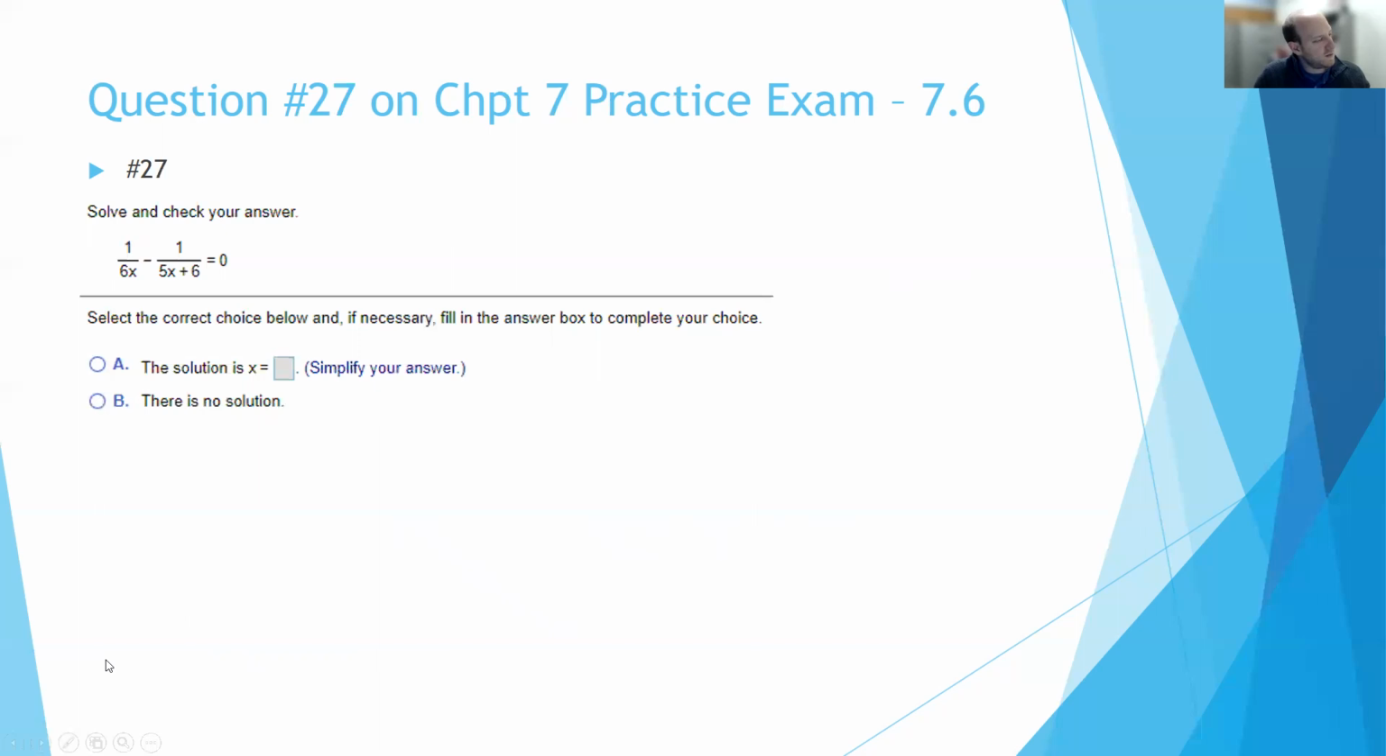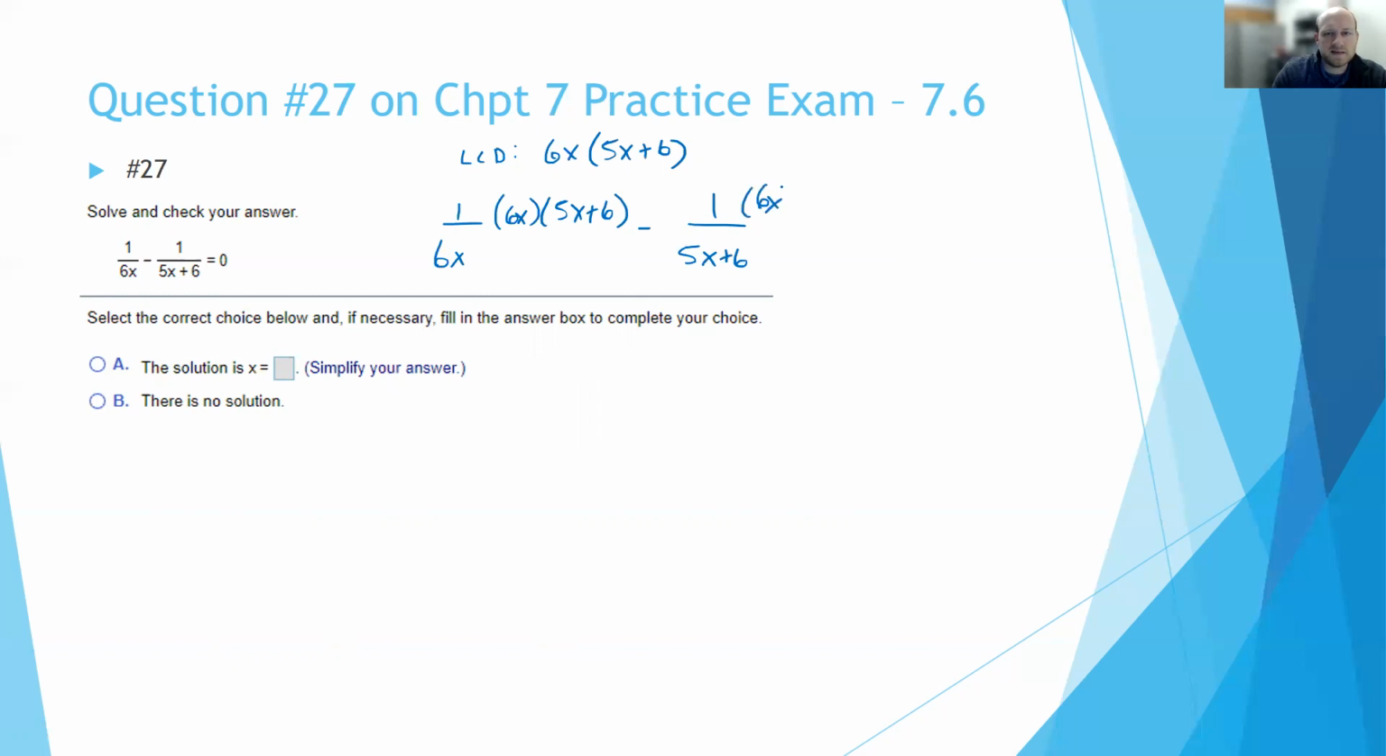All right, let's do another one, last one in 7.6, and then we'll get into the variation problems from 7.7. So this one, you have a couple of different options. There's that LCD method, and I'm not going to show you all of that. But again, what's the LCD in this case? Well, the LCD here would be that 6x and the 5x plus the 6. So I could multiply all of these terms by that LCD. But there is a shortcut, and I'll show you that in a second.